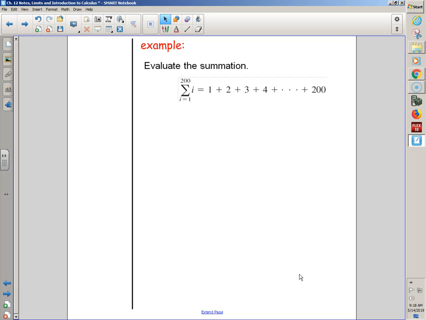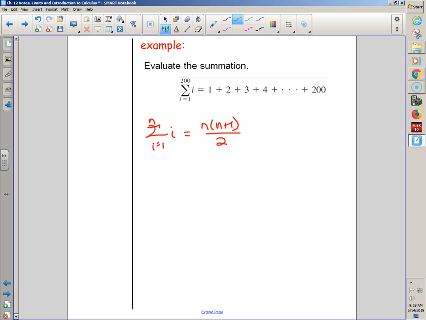In that question, kiddos, is there a formula for the summation from 1 to 200 of i? Let's keep it general first: if i equals 1 to n of i, what's this formula from the other page? n times n plus 1, all over 2.